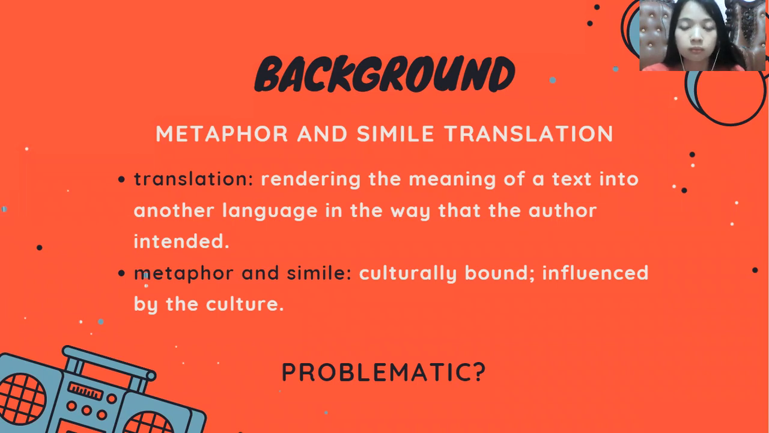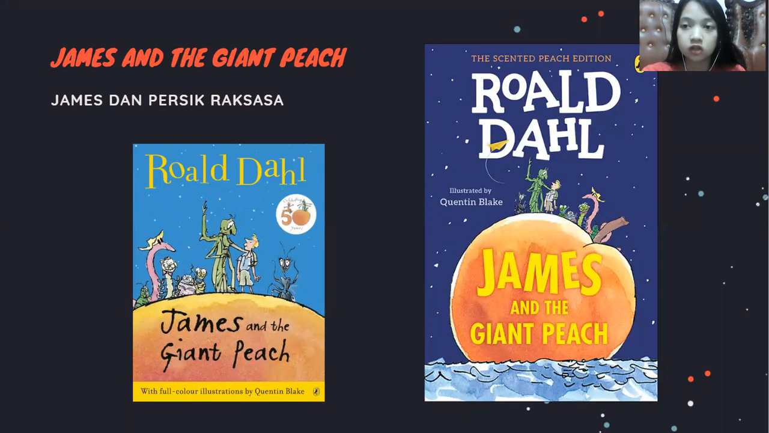Some problems arise because of the use of metaphor and simile, and it is problematic for the translator to translate this figurative language, as perhaps the source language and the target language have different images, so that if we translate it literally, the meaning will be nonsense. The object of this research is James and the Giant Peach, written by Roald Dahl, and also its Indonesian version, James dan Persik Raksasa.